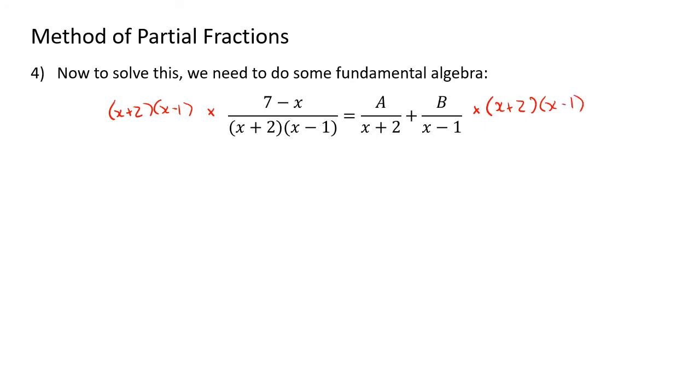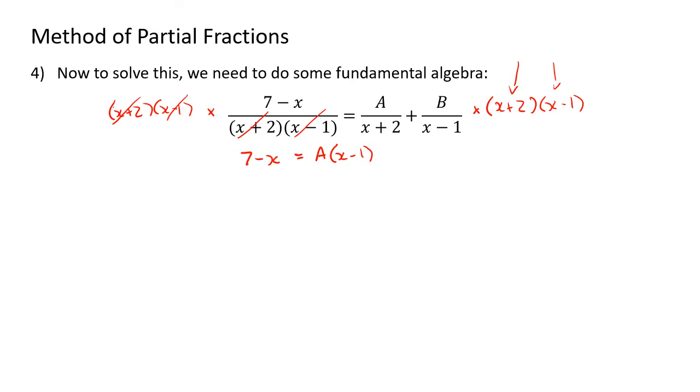So what that will do, you'll notice, is on the left-hand side, it cancels out all of the factors in the denominator. So you're left with just 7 minus x. On the right side, it's a little bit different. Since you're multiplying by two factors, you'll notice for A that it cancels out. Okay, you see it cancels out the x plus 2, but not the x minus 1. So we're left with A times x minus 1.